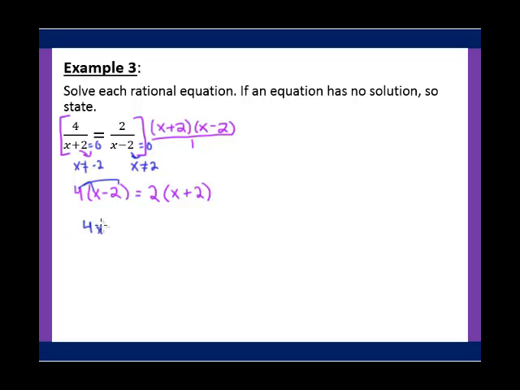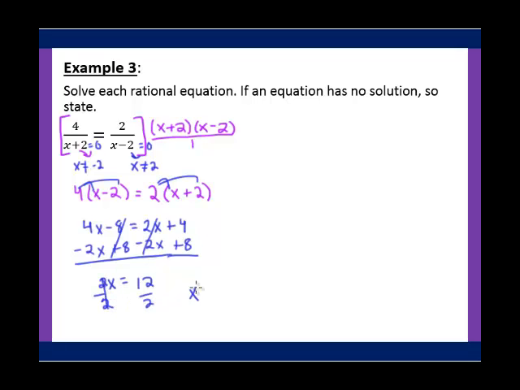So distribute: 4x minus 8 equals 2x plus 4. So we subtract 2x, get 2x, add 8, get 12, and that means that x equals 6. So that was not one of our excluded values, which means that is the answer.